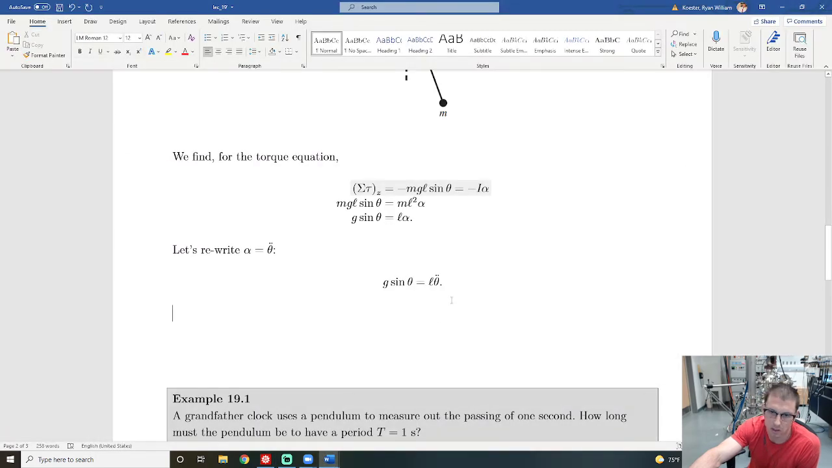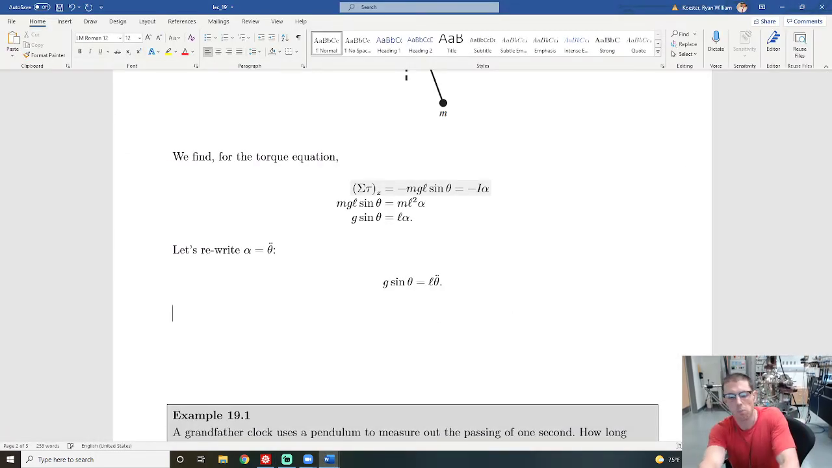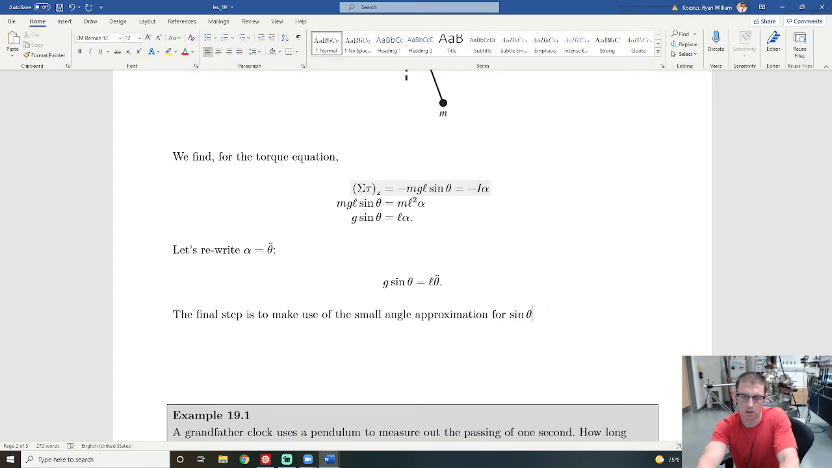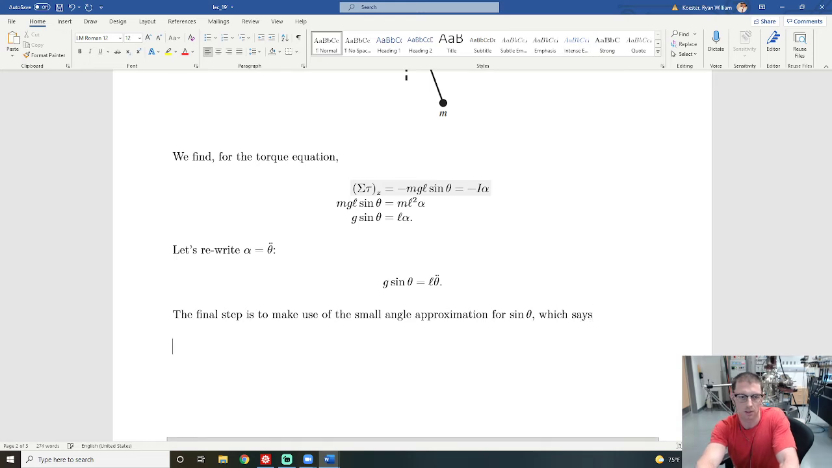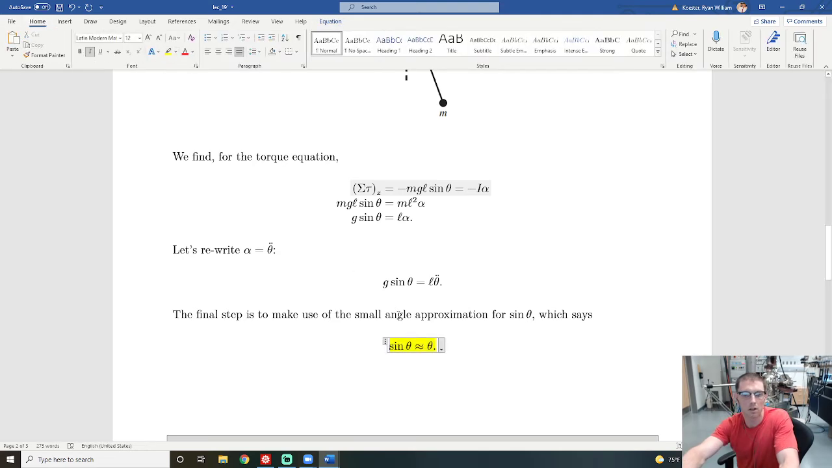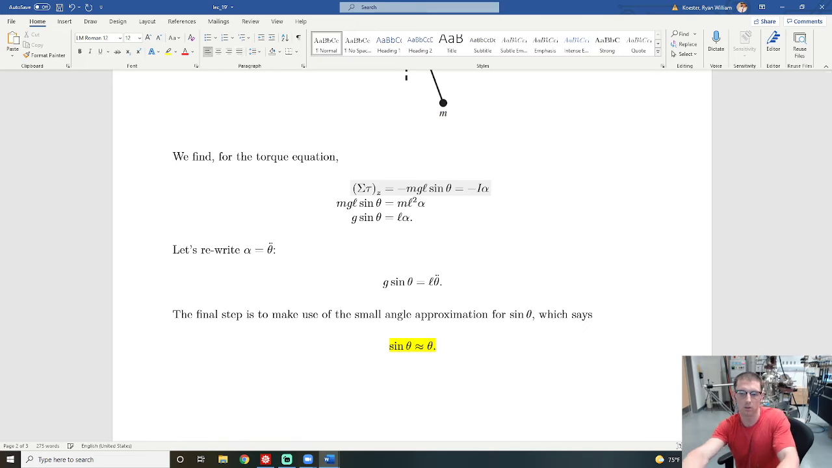And so what we do is, let me say the final step is to make use of the small angle approximation for sine theta, which says that sine theta is approximately equal to theta. Cool.